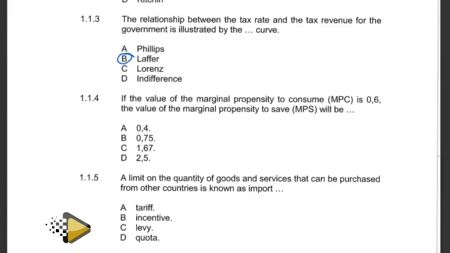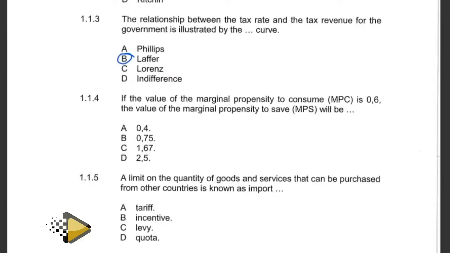It has nothing to do with your salary. Okay, right. So now when it comes to marginal propensity to save, marginal propensity to save is nothing but an additional income that households choose to save or put aside instead of spending on goods and services.